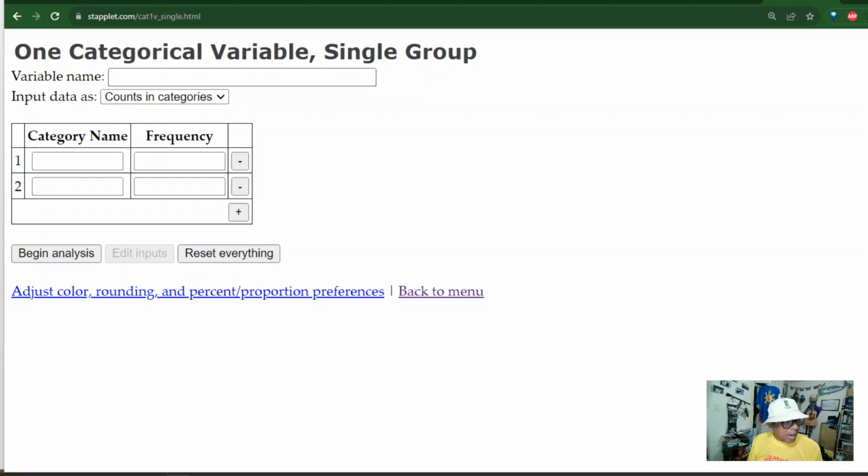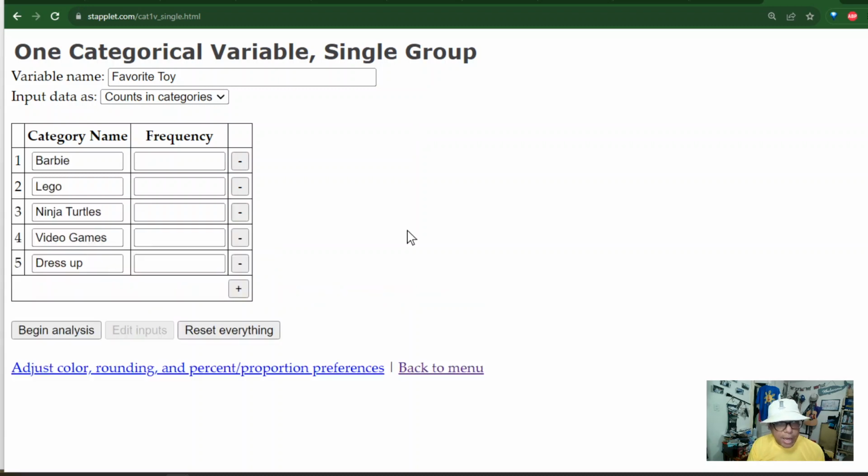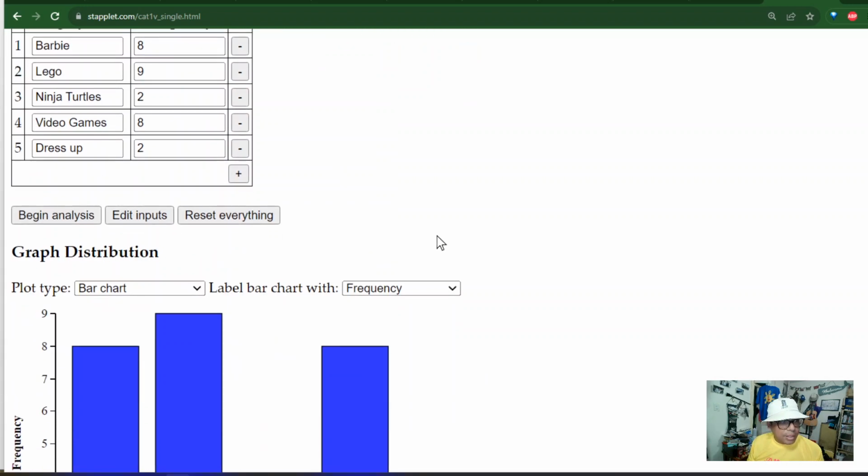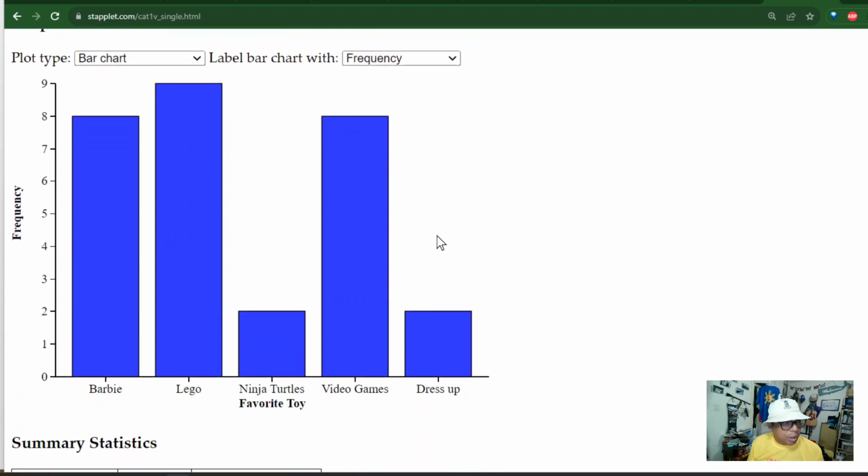Okay. Now we're just going to enter in a few things here. Our variable name is favorite toy. We're going to input data as counts in categories. So we're going to need 5 categories. And then for each of those categories, we're going to put in the frequency. Frequency is the word that we use pretty synonymously with count. And once that's all in there, we're going to begin analysis. Let's click that, and we've got ourselves a bar chart.